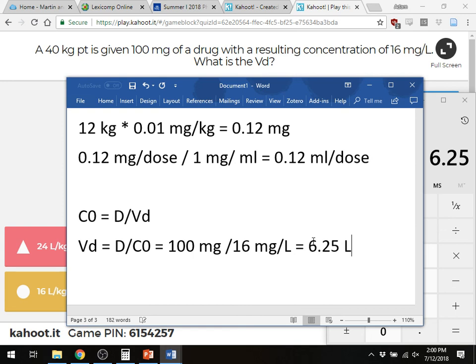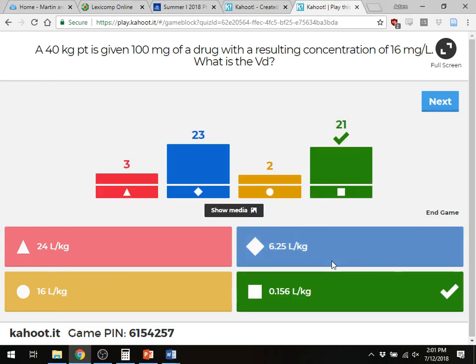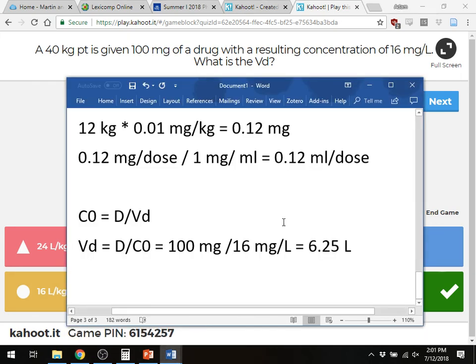Okay. Am I done? No. Some people probably put 6.25. In fact, 23 of you did. There's one more step, though. What do you notice about the units here? Liters, not liters per kilogram. So I still have to factor in how much the patient actually weighs. Because once I get liters per kilogram, I can compare it across multiple patients. I can use that number and try to compare it out. So what do I do at this point?